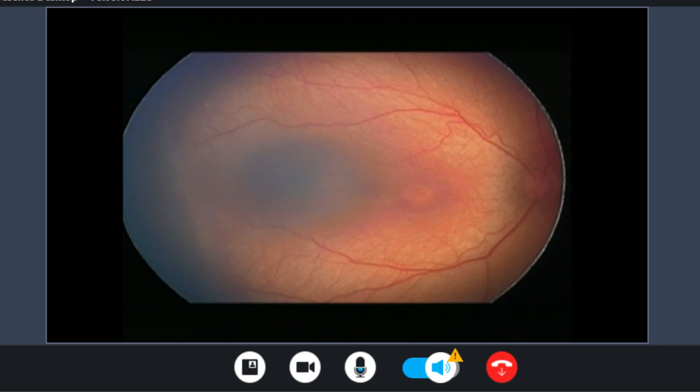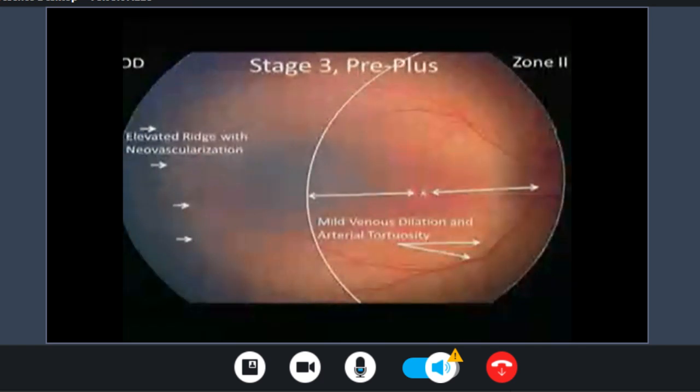Okay. So this is stage 3. It is zone 2. So it is pre-plus.